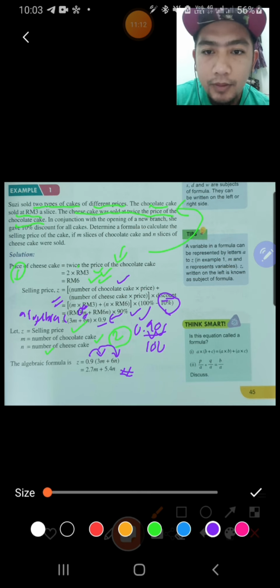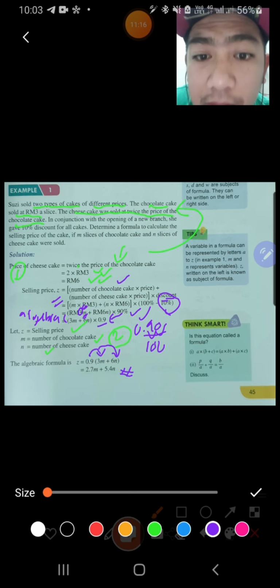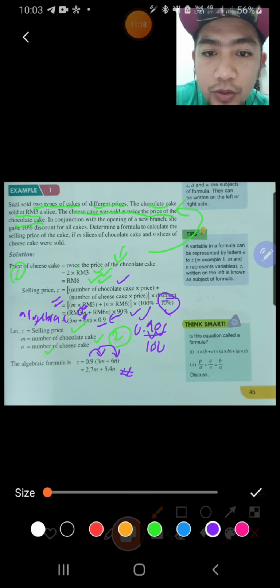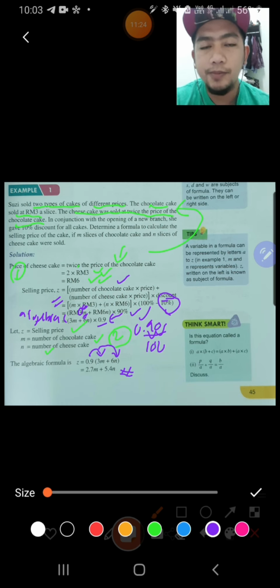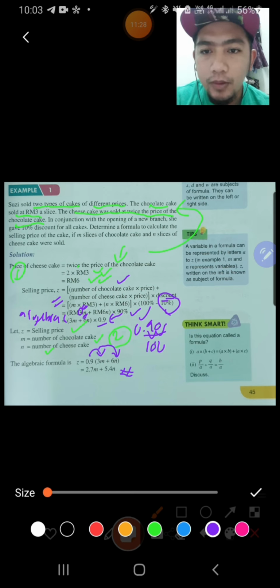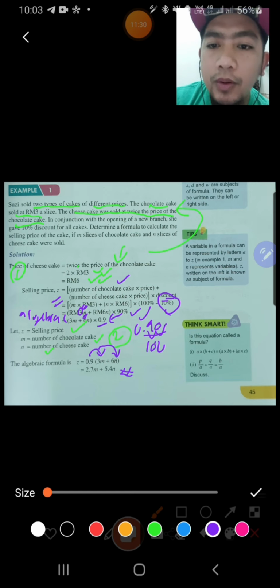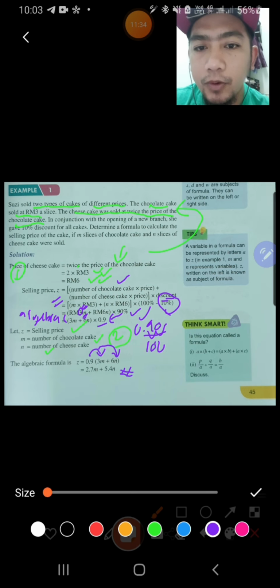Actually this question is not difficult to solve. The important thing is you need to take out the information and then you solve step by step.